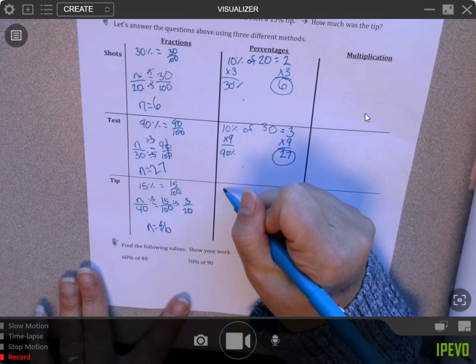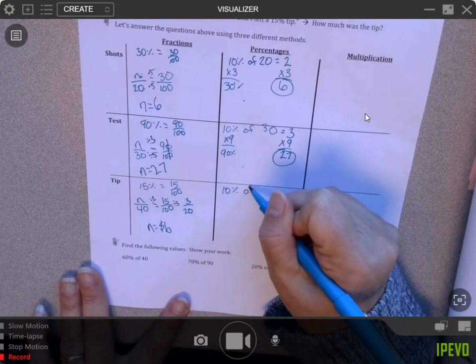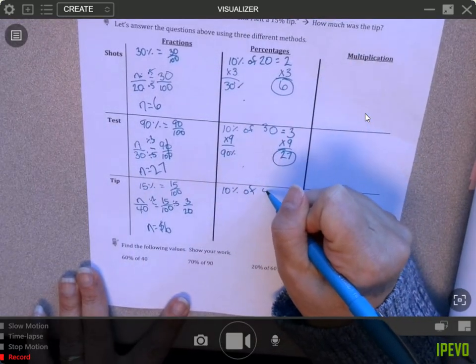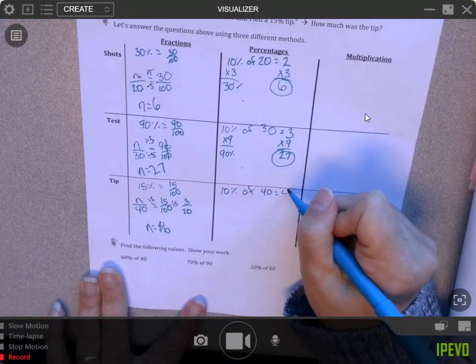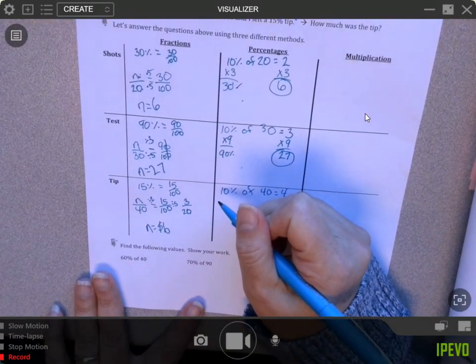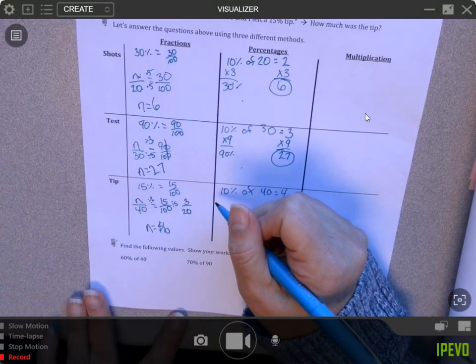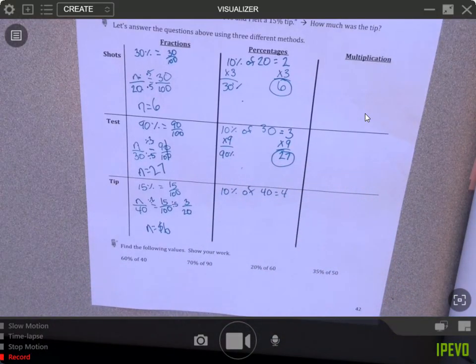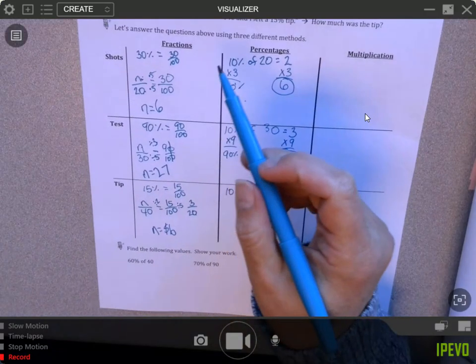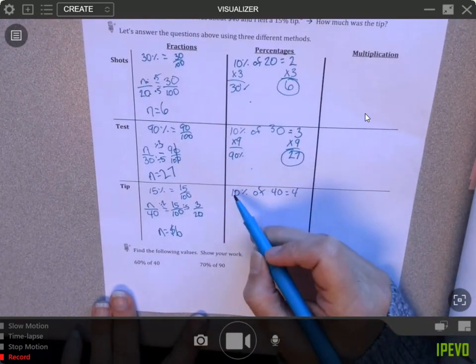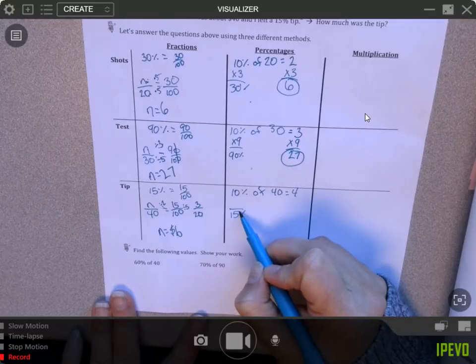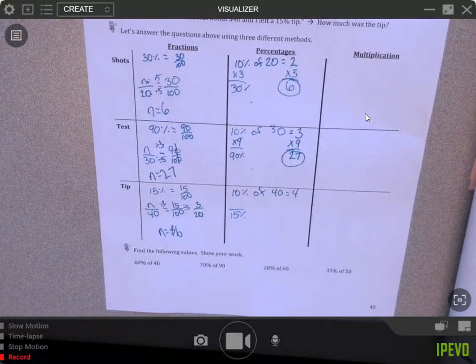So now let's look down here. 10% of the $40 would be what? What would 10% of $40 be, Michael? 4. We know that we have to get up to 15%. This is going to be a little bit different. Because here we were multiplying 10% times 3, 10% times 9. How do you think we're going to get up to 15%? What do you think we should do, Beckett? Not divide. Graham?